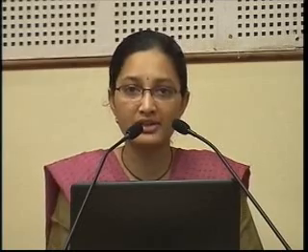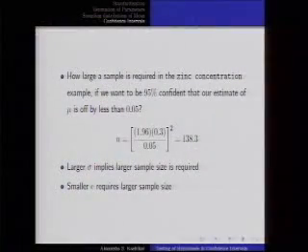So in the case of the zinc concentration example, if we want to be, say, 95% confident that our estimate of mu is wrong by less than 0.05, then the sample size turns out to be 138.